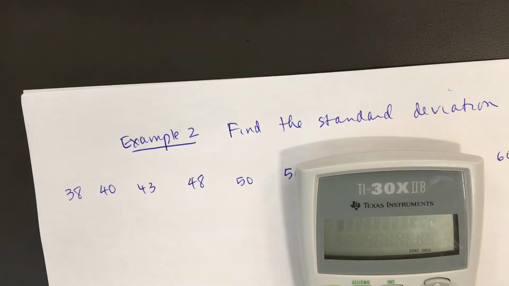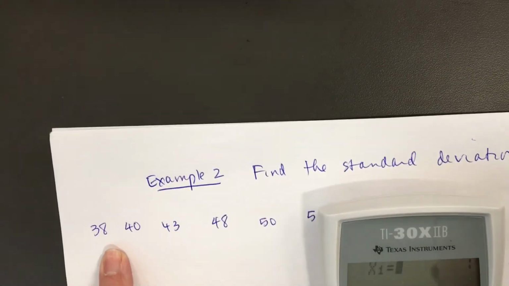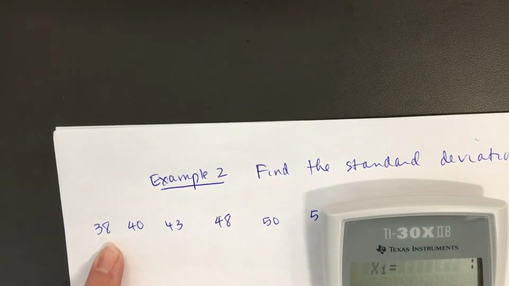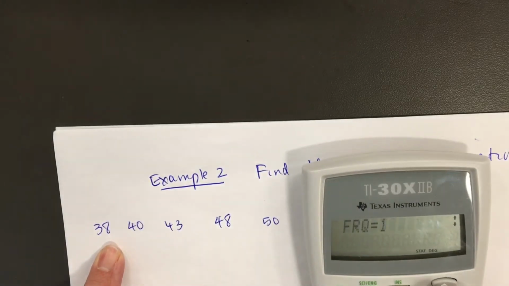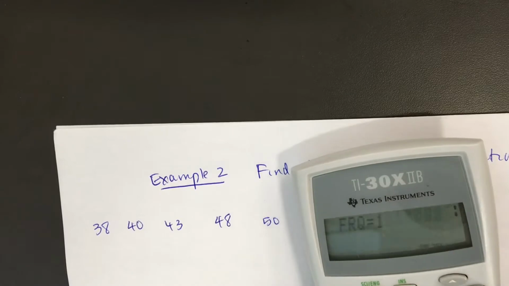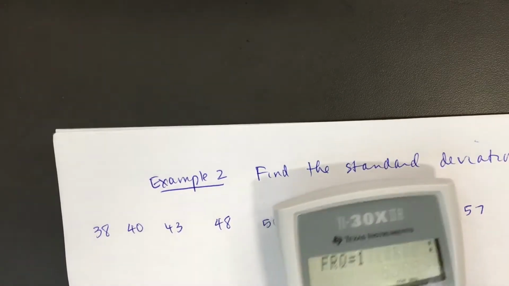Now I'm ready to put my data in. Press the data key. X number 1. I'll go from the lowest to the highest. It doesn't matter, but I'll start with 38. Hit the down arrow, and the frequency for 38 is 1, and that's the default on the frequency.